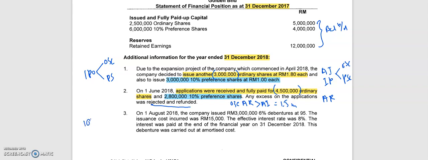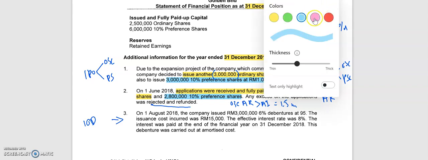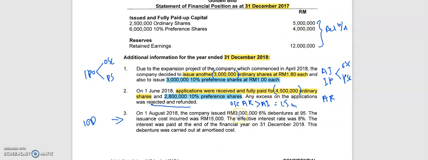Issuance of debenture. This is a transaction regarding the issuance of debenture. In the issuance of debenture, there are 5 pieces of information that we have to identify. One of them is the nominal value of the debenture. How much is the nominal value? 3 million.